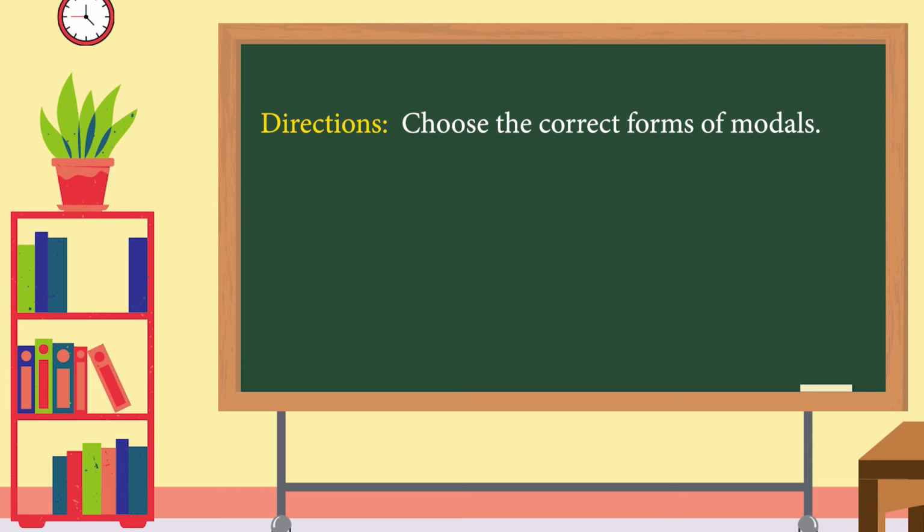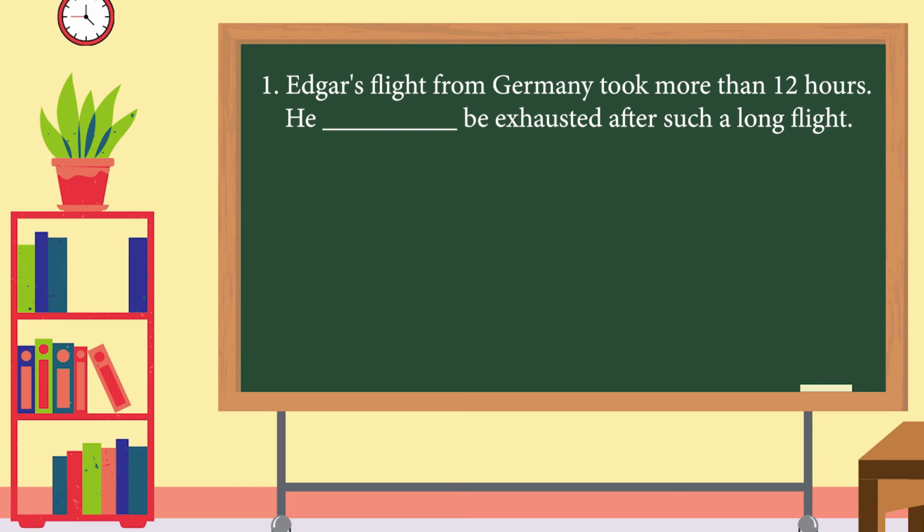Directions. Choose the correct forms of modals. Number 1. Edgar's flight from Germany took more than 12 hours. He blank be exhausted after such a long flight. A. Can. B. Might. C. Must. D. Had better.